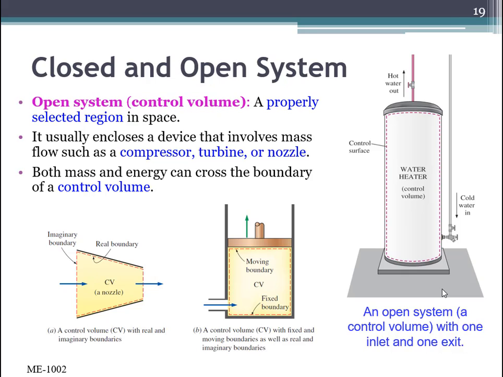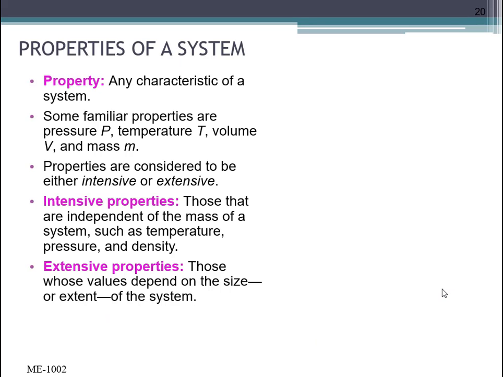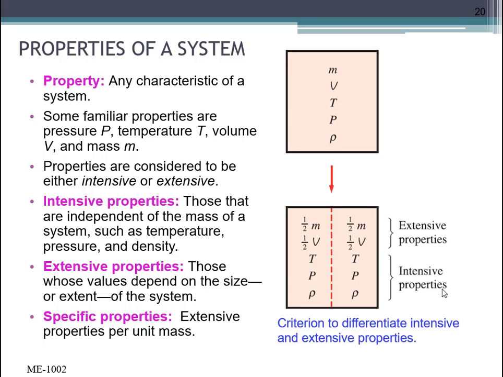So moving further with our course, now let's discuss a very important aspect of this course: properties of a system. First of all, let's discuss what a property is.